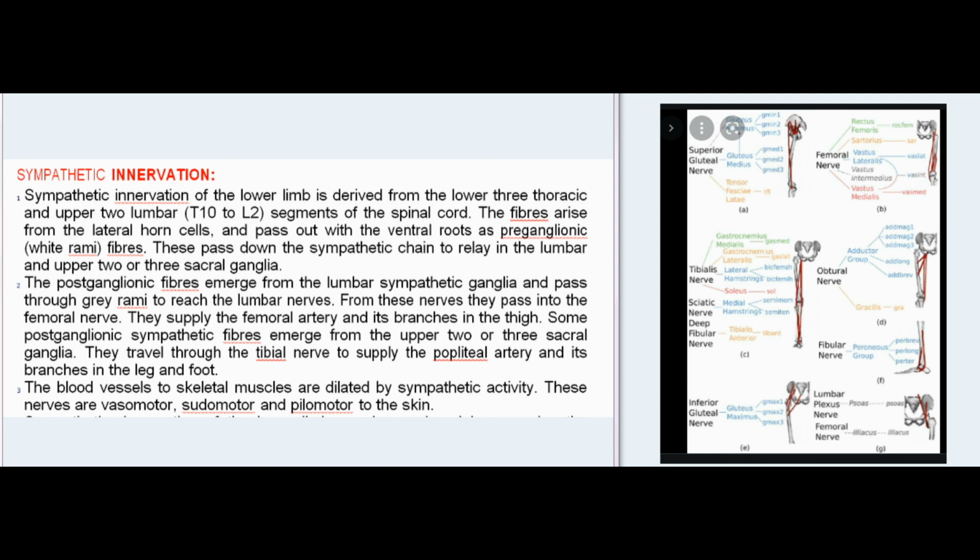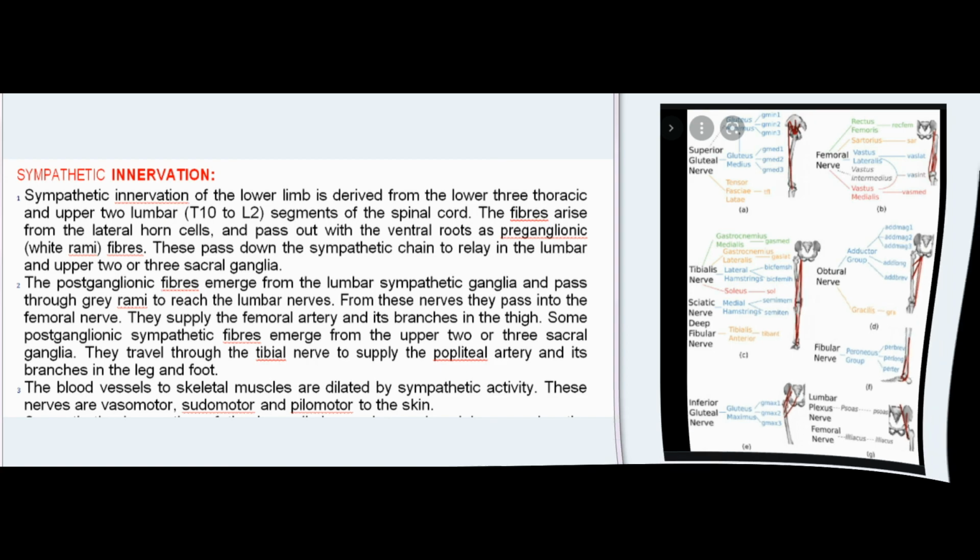Some postganglionic sympathetic fibers emerge from the upper 2 or 3 sacral ganglia. They travel through the tibial nerve to supply the popliteal artery and its branches in the leg and foot. 3. The blood vessels to skeletal muscles are dilated by sympathetic activity. These nerves are vasomotor, pseudomotor and pilomotor to the skin.